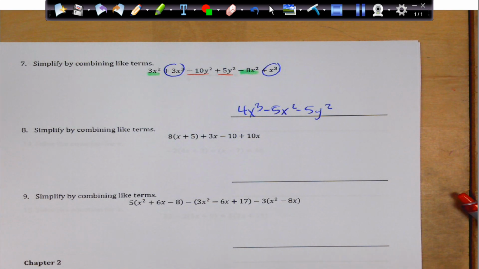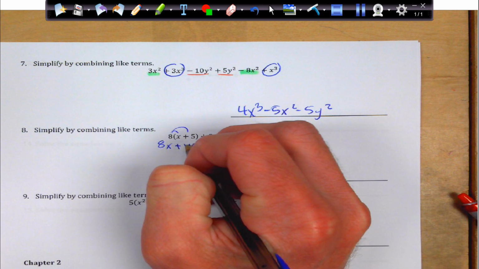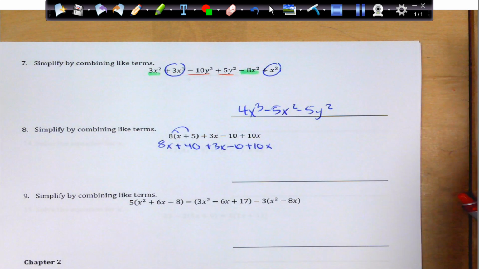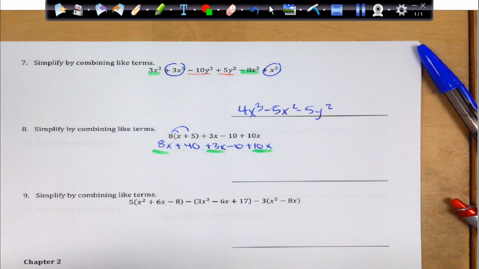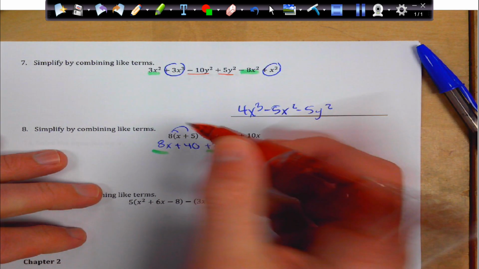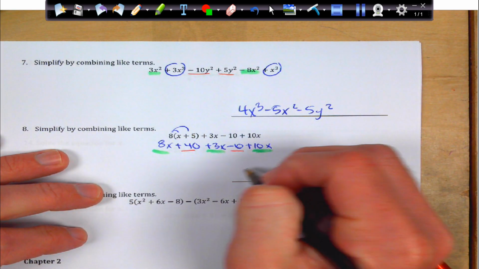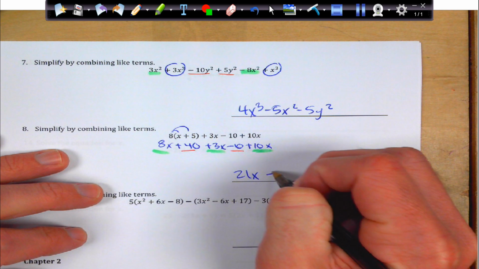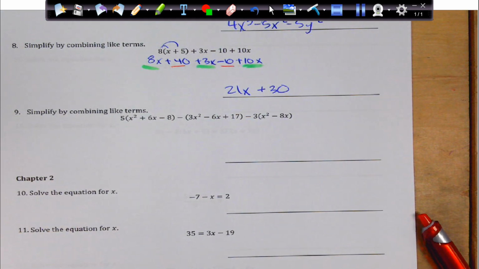Combine like terms. First, I should distribute. That's 8x plus 40 plus 3x minus 10 plus 10x. Then we combine like terms. I get 8x, 3x, and 10x. And then the other ones are 40 and negative 10. So that's going to give me 21x, and that's going to give me positive 30.